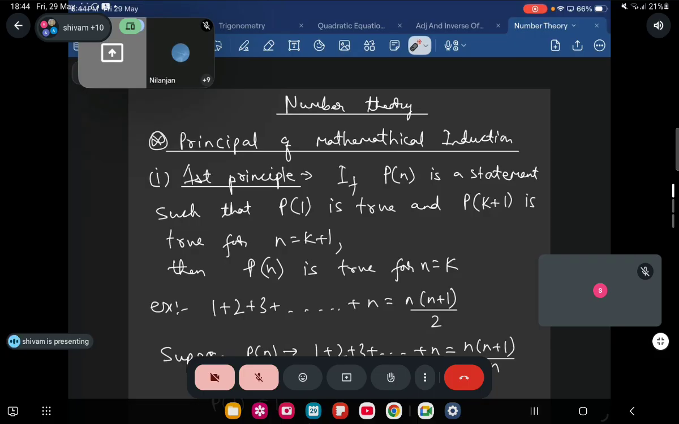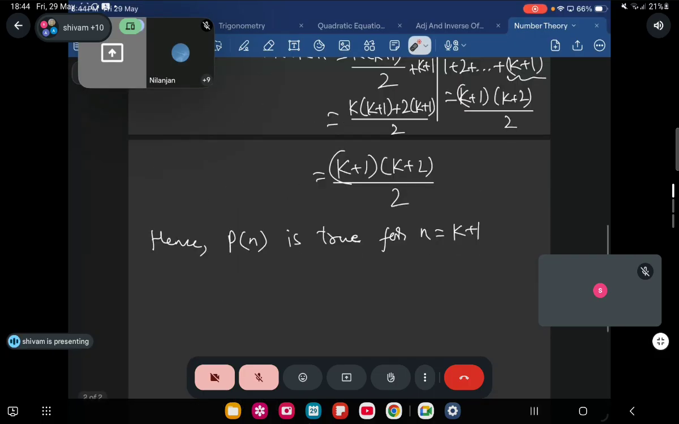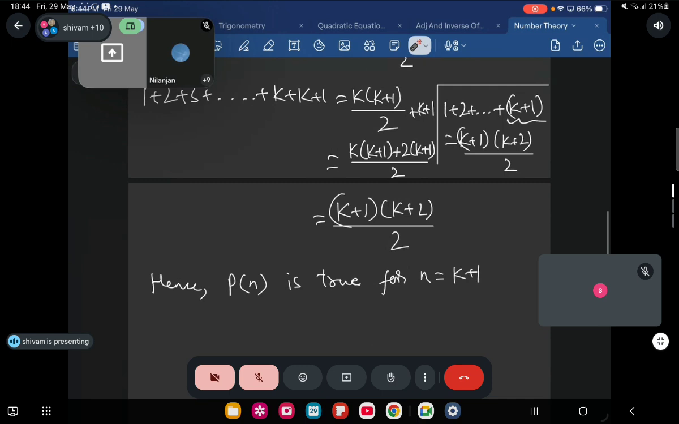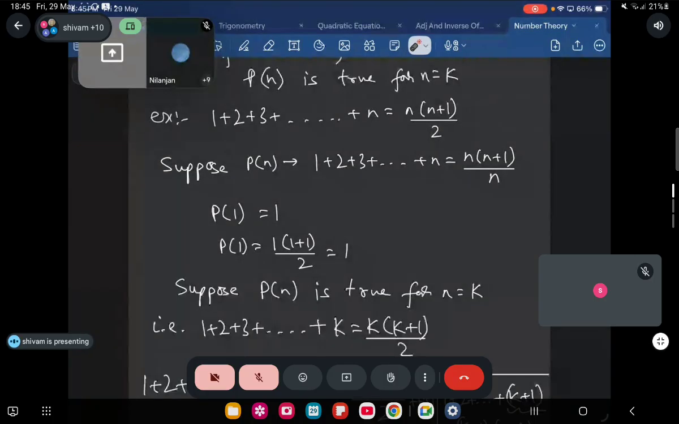Okay. Tell me, anyone having any doubt? Everyone understood the first principle? Okay, let us do one or two problems. See where the first principle will be helpful to us. Okay. Where will it be helpful to us?